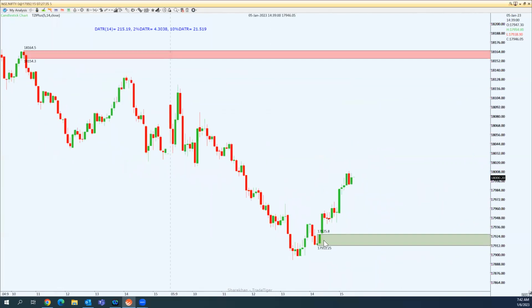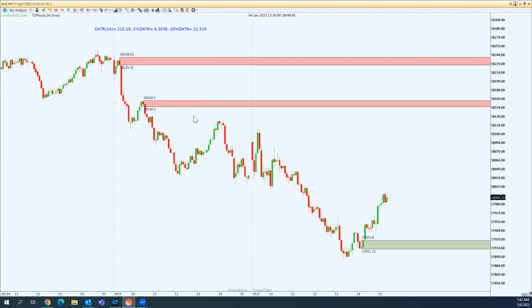This is the level which formed yesterday around 17,925. This is the 5 minutes demand, and yesterday this one already worked. So now we no longer consider this level. On 5 minutes also, the levels are very far away today.